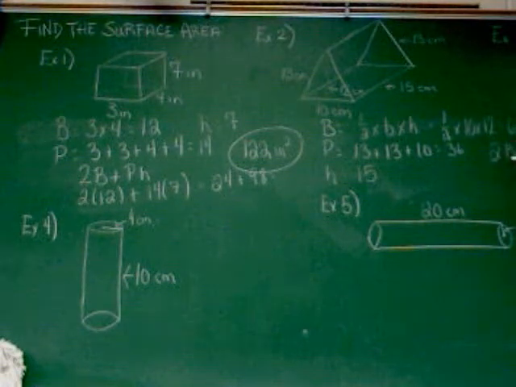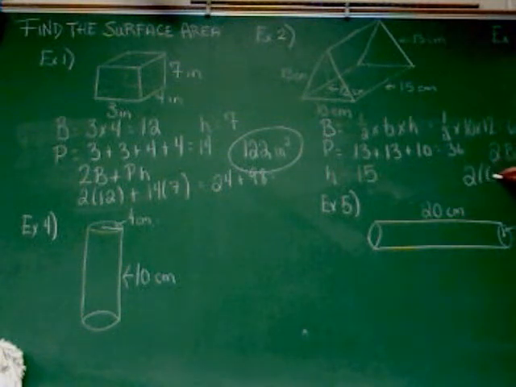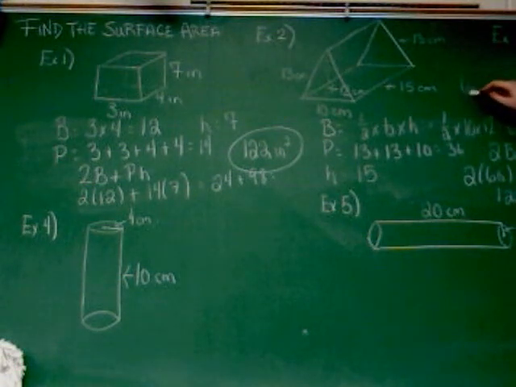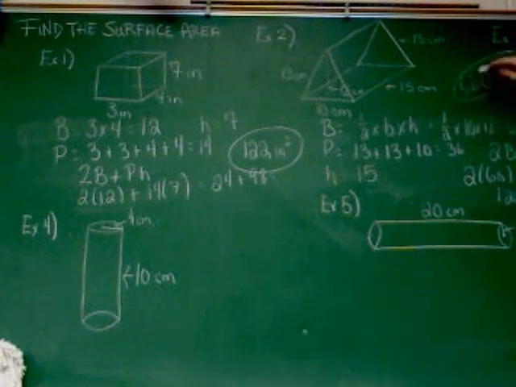So 2B plus PH, so it's 2 times 60 plus 36 times 15. That's the same as 120 plus, let's say 360, 540. And 540 and 120 make 660, as in 660 centimeters squared.